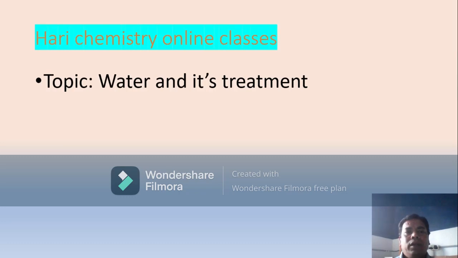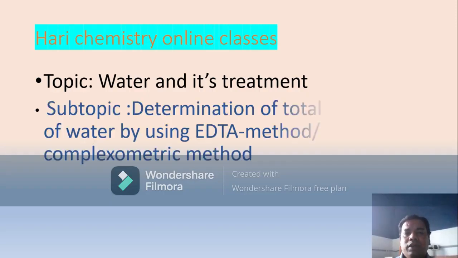So today's topic is water and its treatment. The subtopic is estimation or determination of total hardness of water by using the EDTA method or complexometric method. Okay, so this is a very important topic from the theoretical and also experimental examination point of view. Right, so next we will move to the next slide.